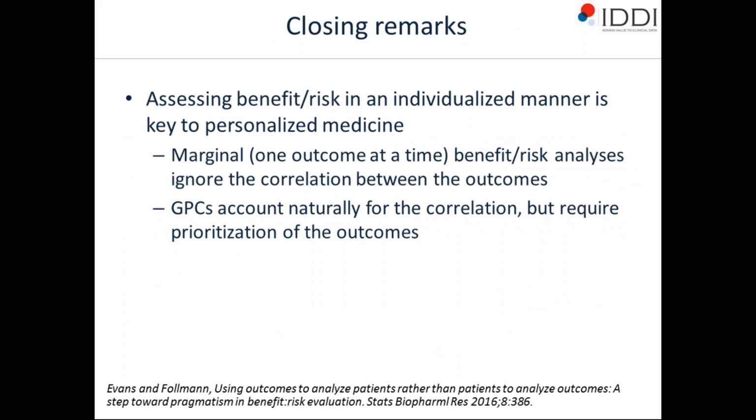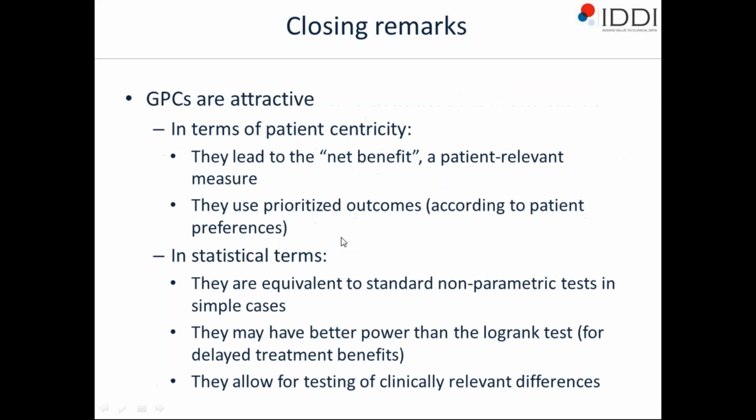So I'm going to leave it as that because, as I said, we really want to leave time for questions. But let me conclude by saying that we believe that the benefit risk assessments that are currently being done really raise issues because they are marginal. They look at benefit endpoints and risk endpoints separately without accounting for the correlation between these outcomes. GPC, generalized pairwise comparisons, naturally account for the correlation because they look at pairwise comparisons. So they look at individual patients, which is very different. But of course, the price you have to pay for this is that you have to prioritize the outcomes, which may be a problem.